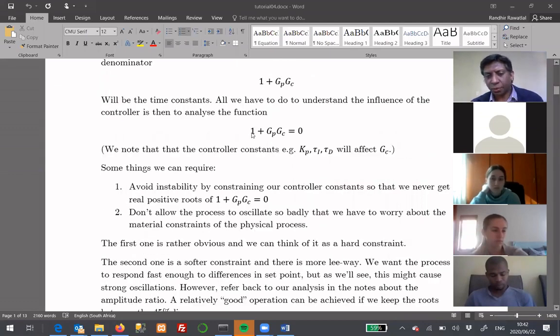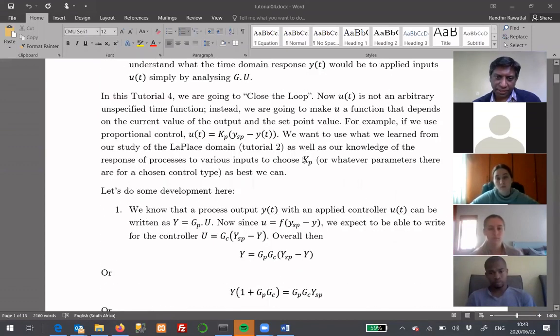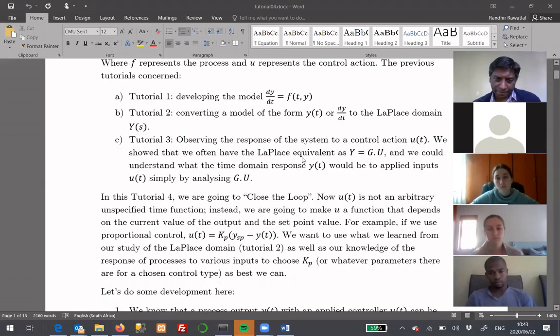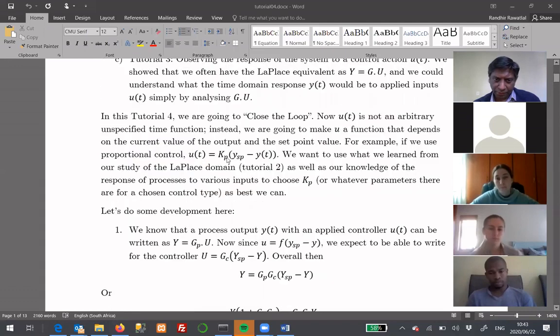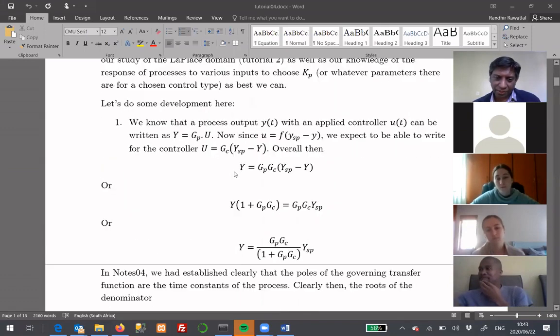Now, in this case, when we implement our controller, that's going to show up in GC in terms of Kp, tau I, and tau d. So let's not worry about tau I and tau d as yet. In this example, we've been talking about proportional control. So our GC looks like this basically. So it's Kp. So in the case of proportional control, GC is just Kp, so it's just a constant.